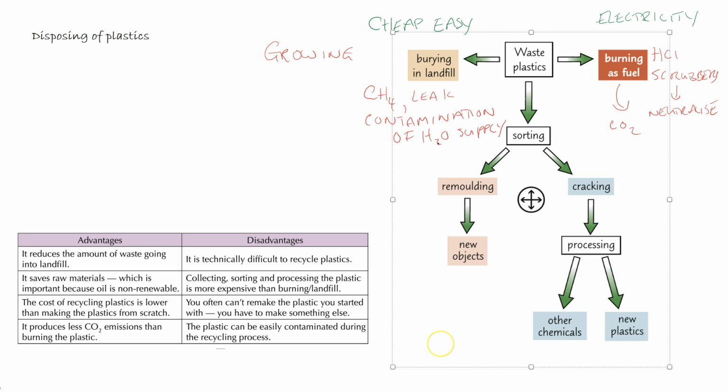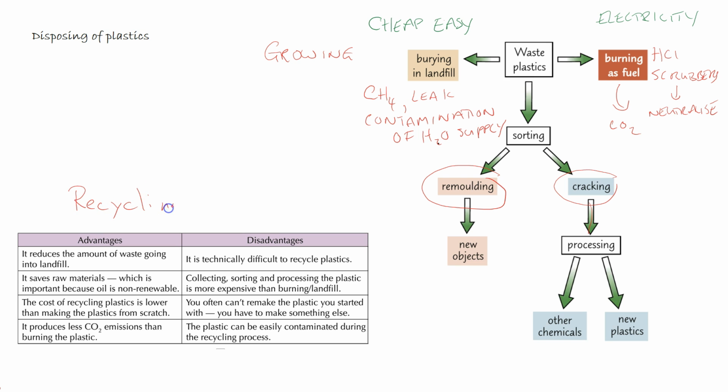So the final option then is to do some sorting, and we can do recycling. And we can do this in two ways depending on the sorts of plastics we've got. We can either remold the plastic and just make new objects, or we can crack the plastic down, go back through a processing plant, and then remake the new plastics. Obviously, if our plastic is biodegradable, then that makes the whole process much easier. This whole idea of recycling and reusing obviously has its advantages and disadvantages. And we've listed most of them here. The recycling or reusing of plastics.